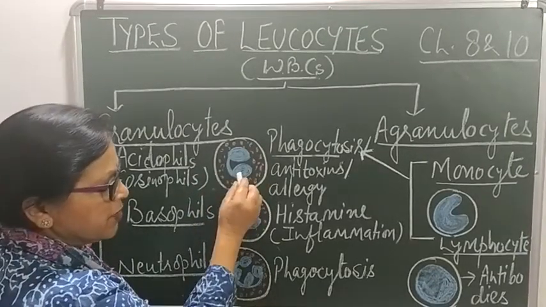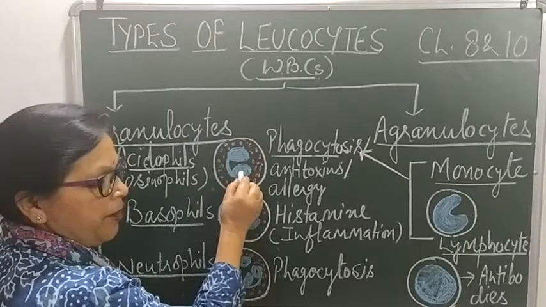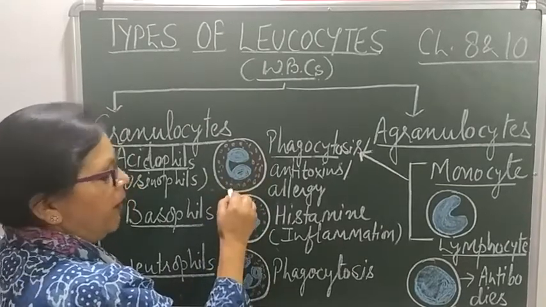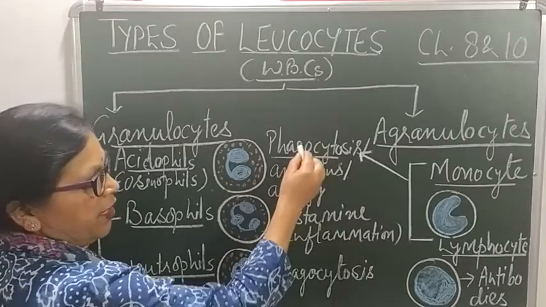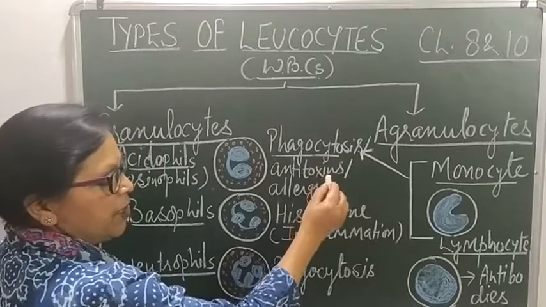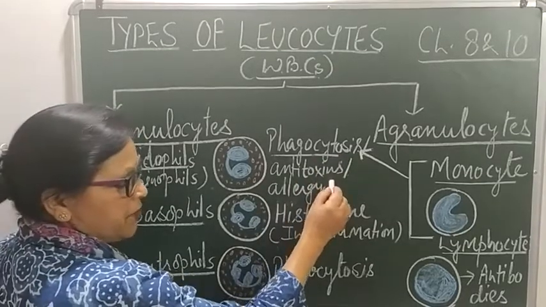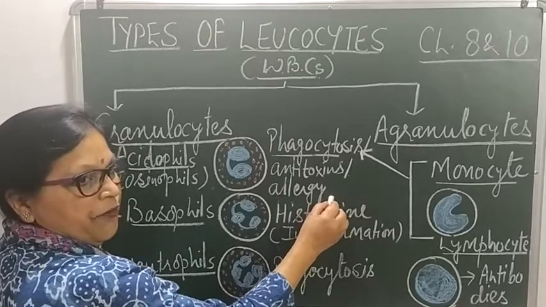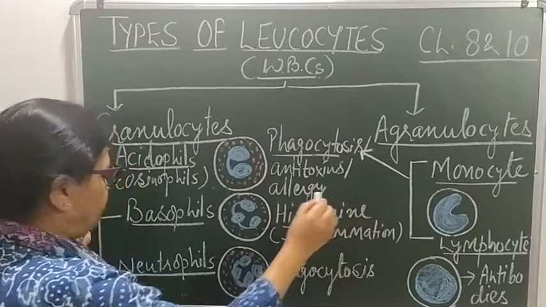This means the nucleus is divided into two parts, a bilobed nucleus. So the cytoplasm is granular and they have a bilobed nucleus, and these three are the functions. They will be eating germs by phagocytosis, or they will be producing antitoxins, or they will increase at the time of having any kind of allergy.